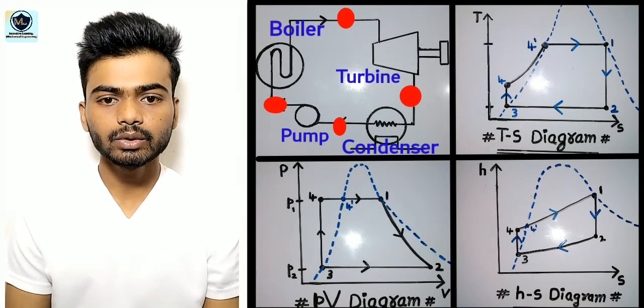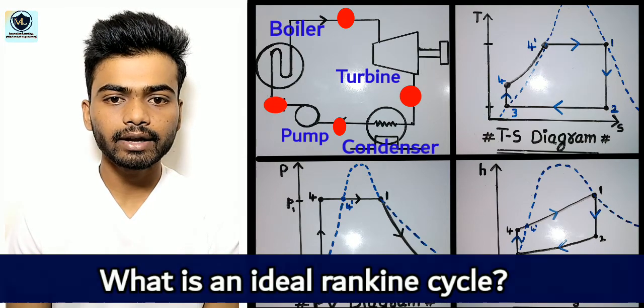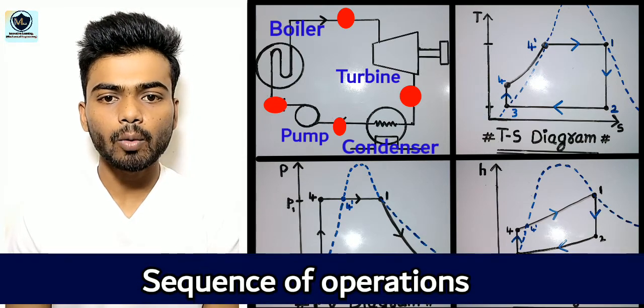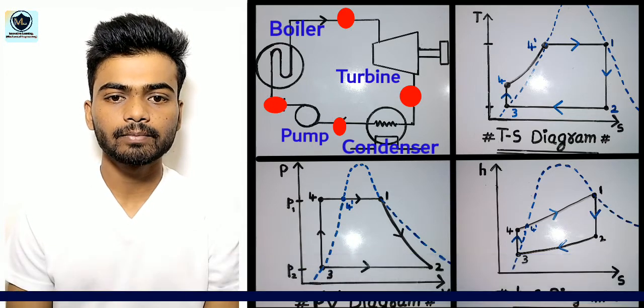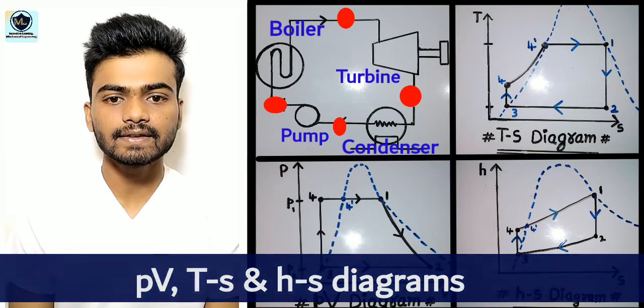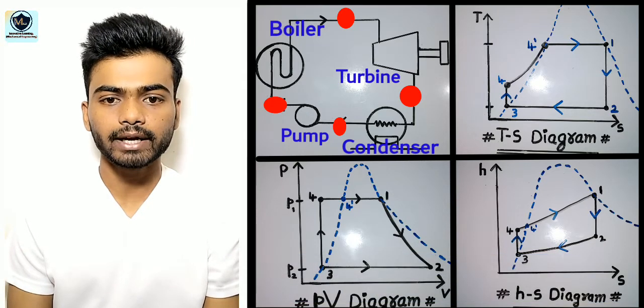I am MAAZ. In today's video, we are going to learn about what is an ideal Rankine cycle, and the sequence of operations performed in the cycle with the help of flow diagram, PV, TS and HS diagrams. This is the sixth topic from the unit Steam Power Plant.